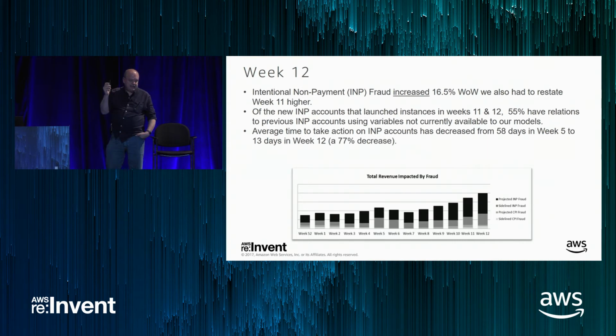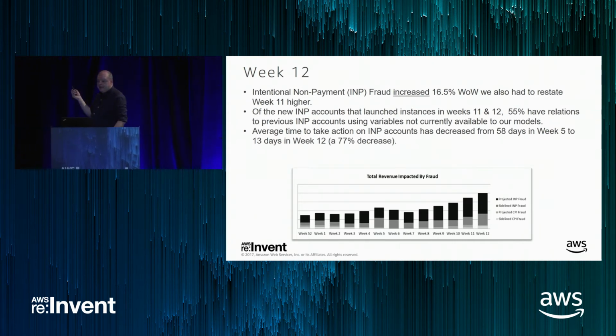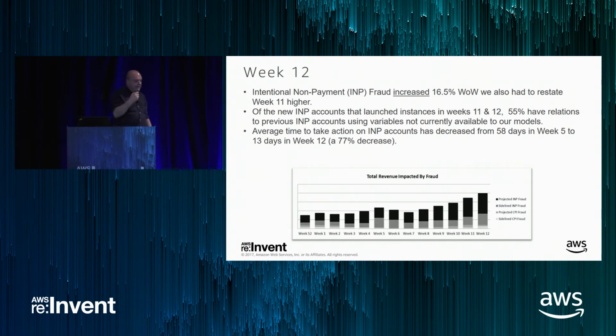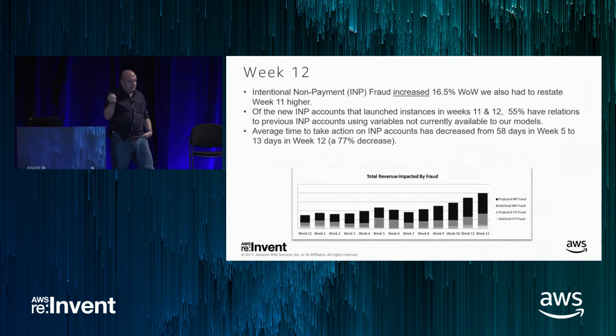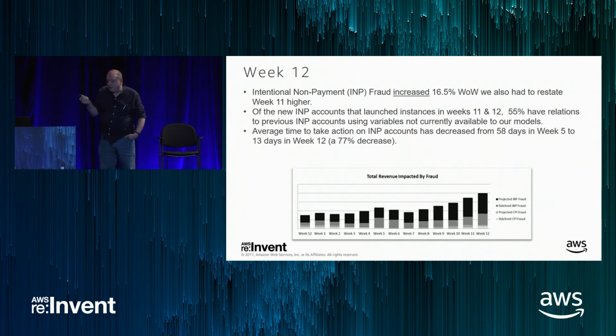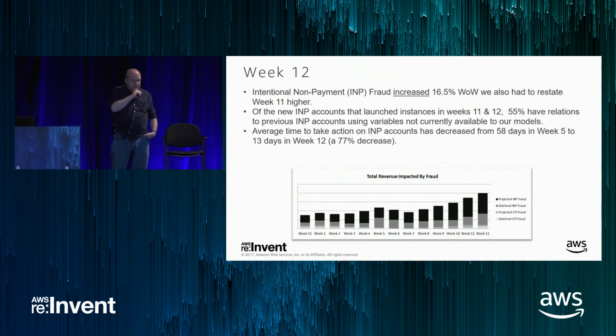The average time to take an action went down from 58 days. We were catching them after they weren't paying, with bad debt. Now we're catching them in a matter of days, but we're still doing everything by hand, so we can only do stuff once a week. But it shrunk way down.